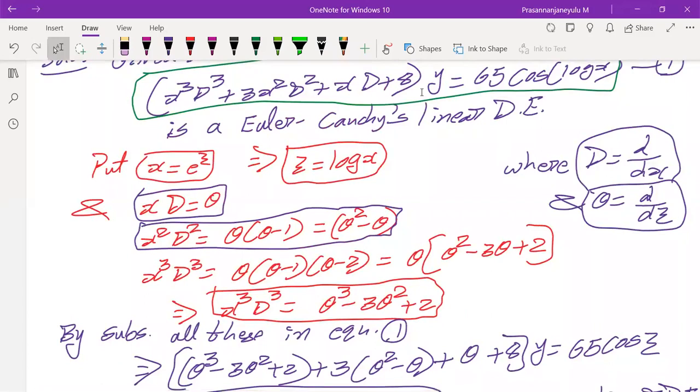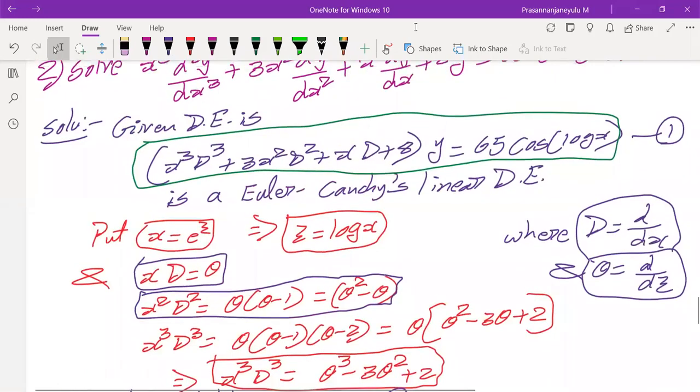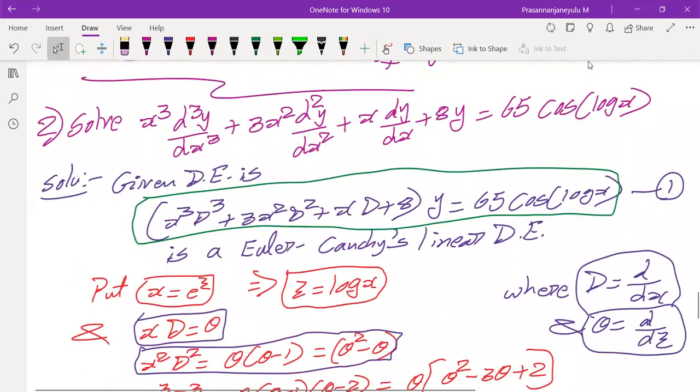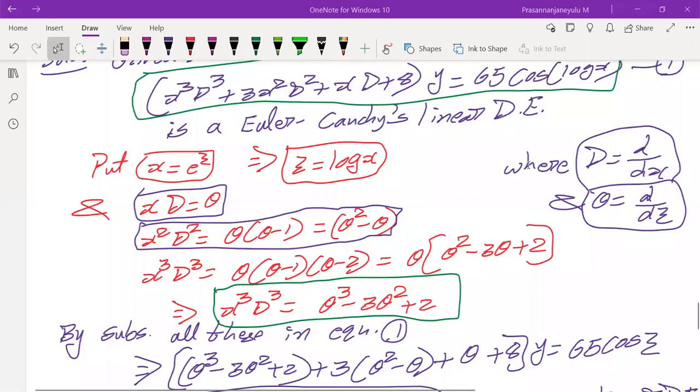Plus theta. I think somewhere the problem is wrong. Let's just wait a minute. Students, we made a mistake here.